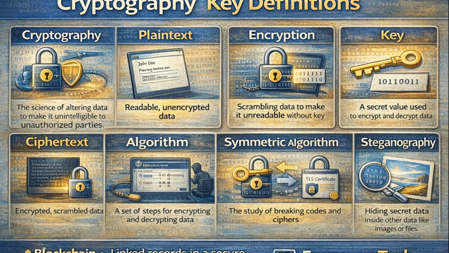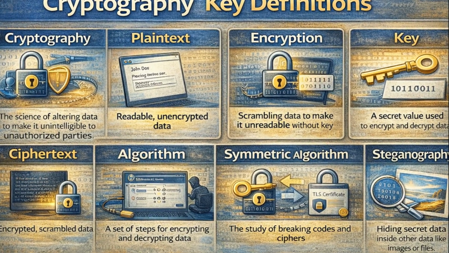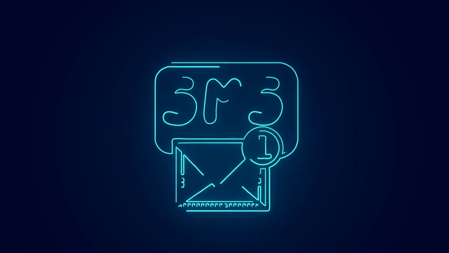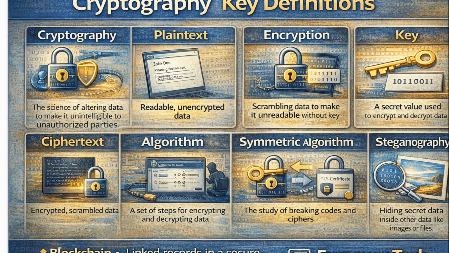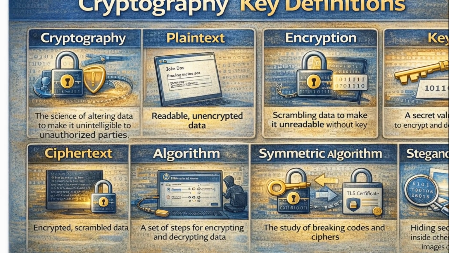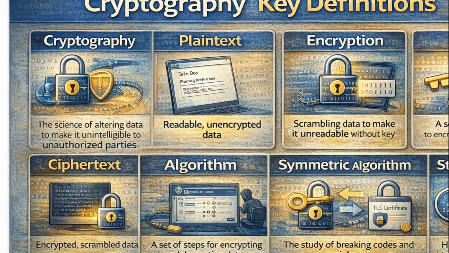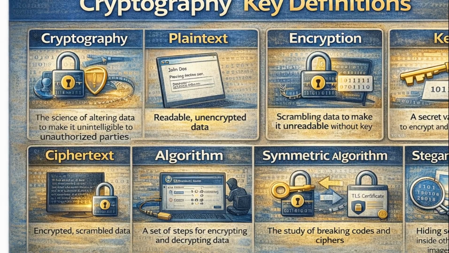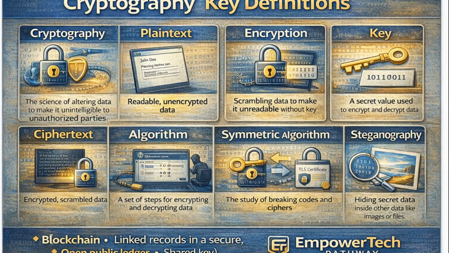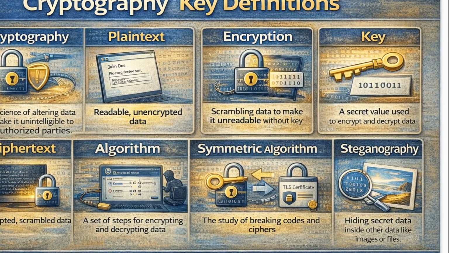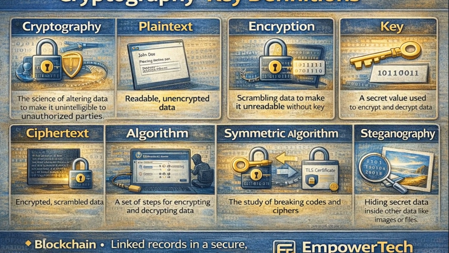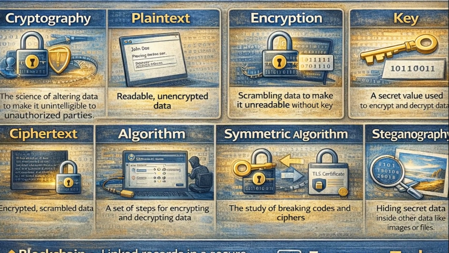Cryptography. Protecting information so unauthorized people can't read it or change it. Plaintext. Readable data, like a normal email message. Ciphertext. Scrambled protected data. What plaintext becomes after encryption. Algorithm. The method or recipe that transforms data, also called a cipher. Encryption. The act of transforming plaintext into ciphertext. Key. The secret value used with the algorithm, the thing that makes the lock unique.